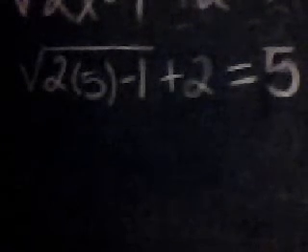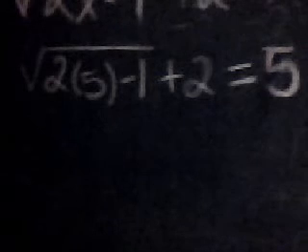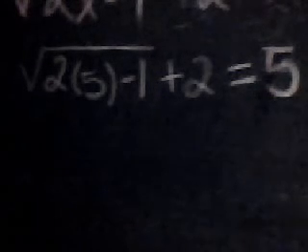Now we must check our second x value, which was 5, and when we plug it into our original equation, we are left with the square root of 2 times 5 minus 1 plus 2 equals 5. Now you must perform the math in order to get the actual value.